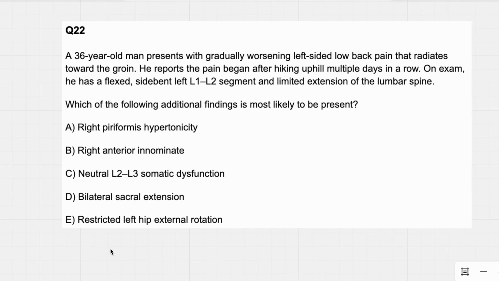Question 22, which of the following additional findings is most likely to be present? And it's an OMM question. All right, so a 36-year-old man presents with gradually worsening left-sided low back pain that radiates toward the groin.